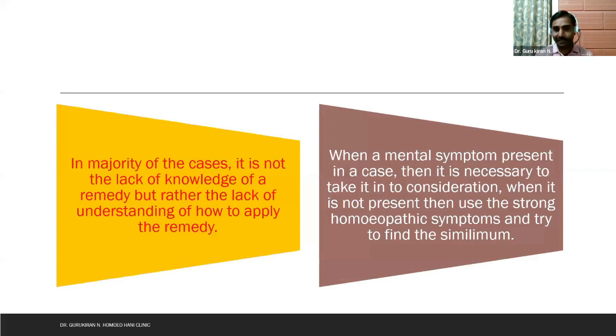In the majority of cases, it is not the lack of knowledge of a remedy, but rather the lack of understanding of how to apply the remedy. This is where we falter. When a mental symptom presents in a case, then it is necessary to take it into consideration. When it is not present, then use strong homeopathic symptoms and try to find the similimum. This is another idea.